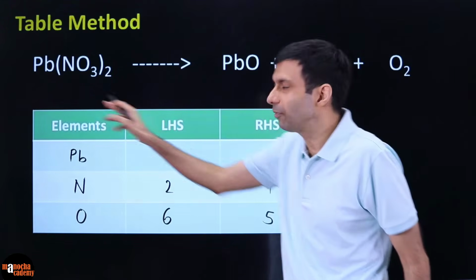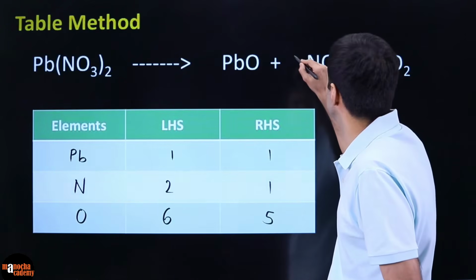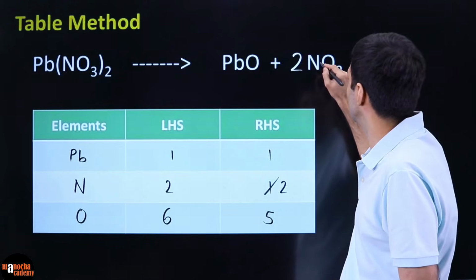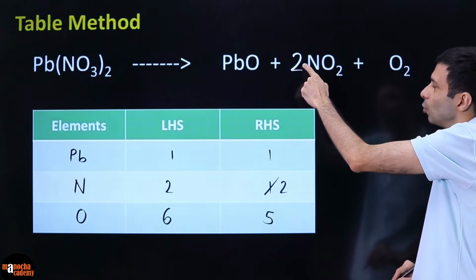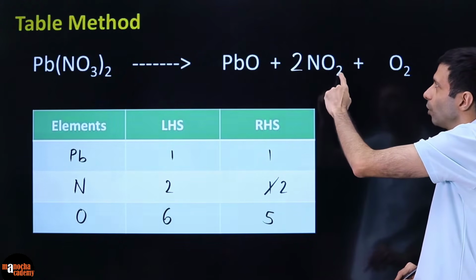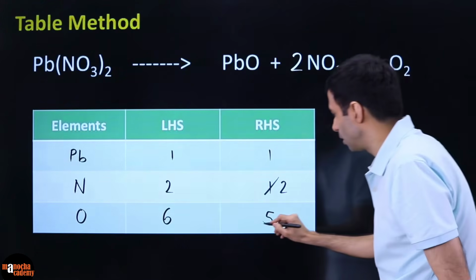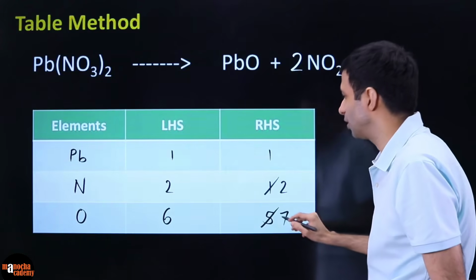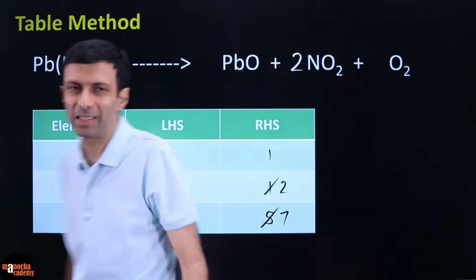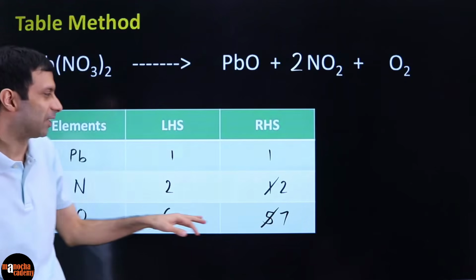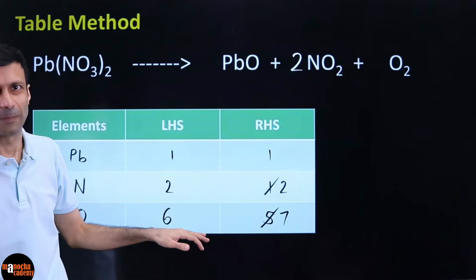Nitrogen only 2 on the left, 1 on the right. So we are going to multiply here by 2. So we get a 2 nitrogen here. But how many oxygen? See, you have affected oxygen. So don't forget that 2 times 2, 4, 5, 6, 7. Oh, there's 6 there, 7 there. So oxygen still remains unfortunately unbalanced, right? Because this is 1, 1, 2, 2, but 6 and 7.